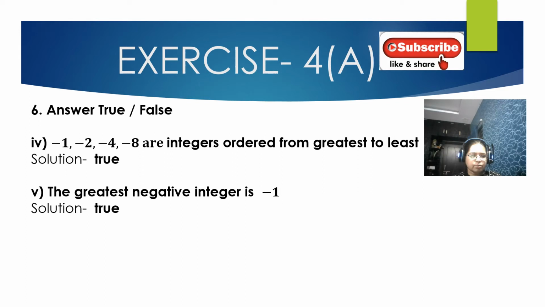Fifth bit, the greatest negative integer is minus 1. Yes, this is true. 1 is the smallest positive integer, but if we place the minus sign, then minus 1 is the greatest negative integer. This is true.